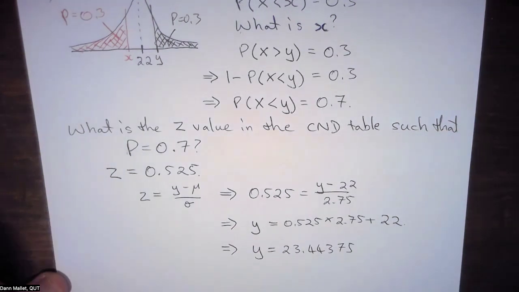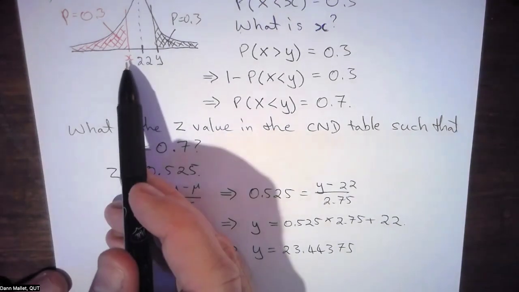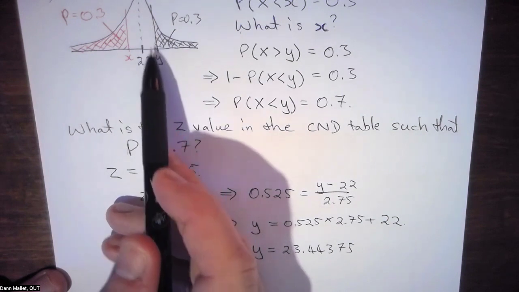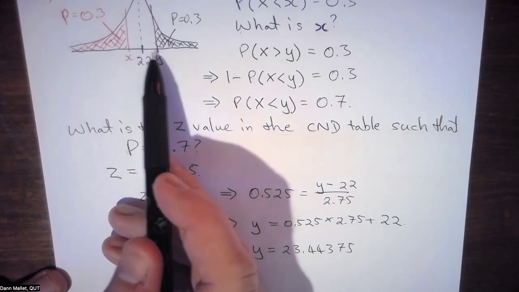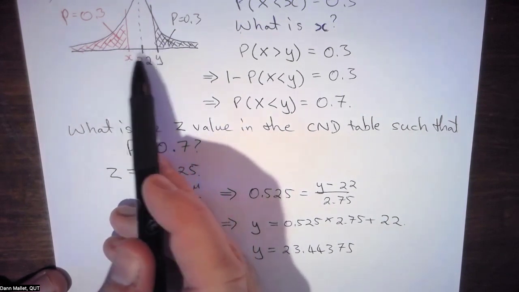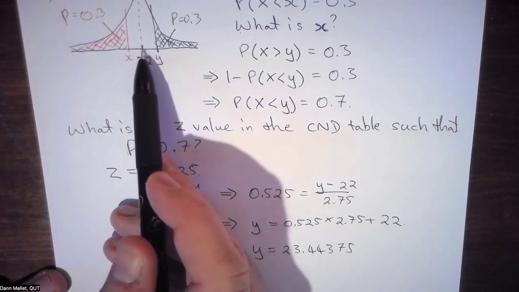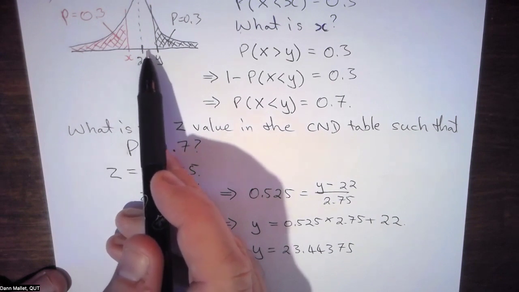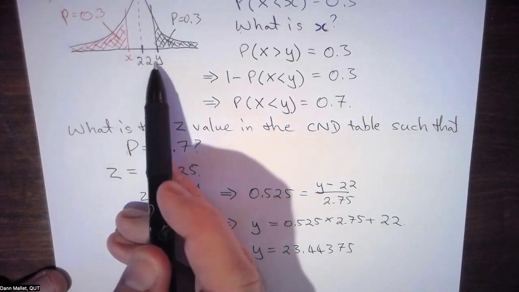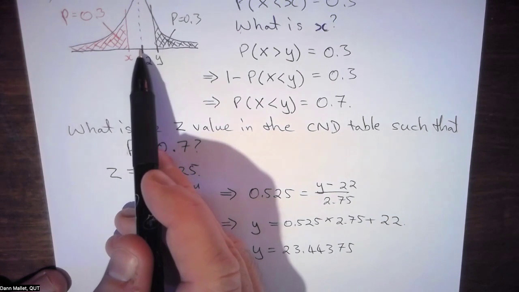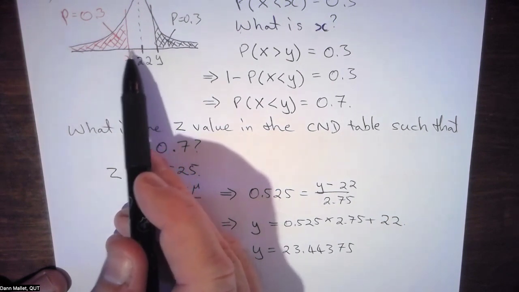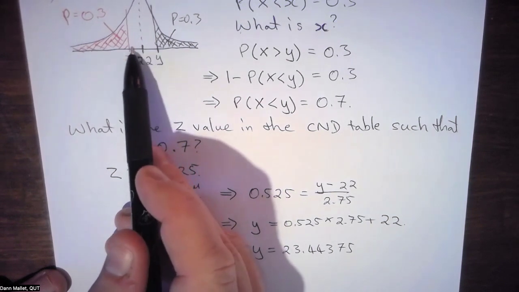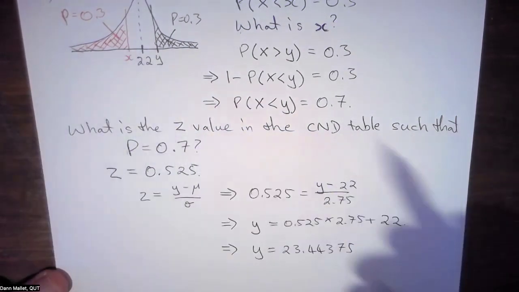So how does that help us find the value of x, the actual answer to the problem? Well, remember that we constructed this y using the symmetry property of the normal distribution. So if the normal distribution is symmetric about the mean of 22, that means that this distance here between 22 and y must be the same as this distance here between 22 and x. So if I figure out the difference here, I can take that difference to give me back to x.